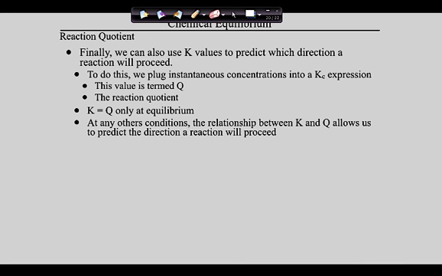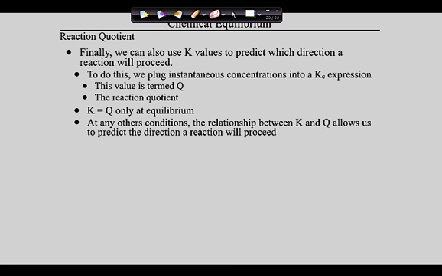So guys, this idea of Q. Finally, we can use K-values to predict directions that reactions will proceed. To do this, we plug in concentrations that are instantaneous. They're not at Kc. They're not at equilibrium. We call this Q, which is the reaction quotient. So Q and K are the same at equilibrium. At other conditions, the relationship between K and Q allows you to figure out the direction the reaction will proceed.